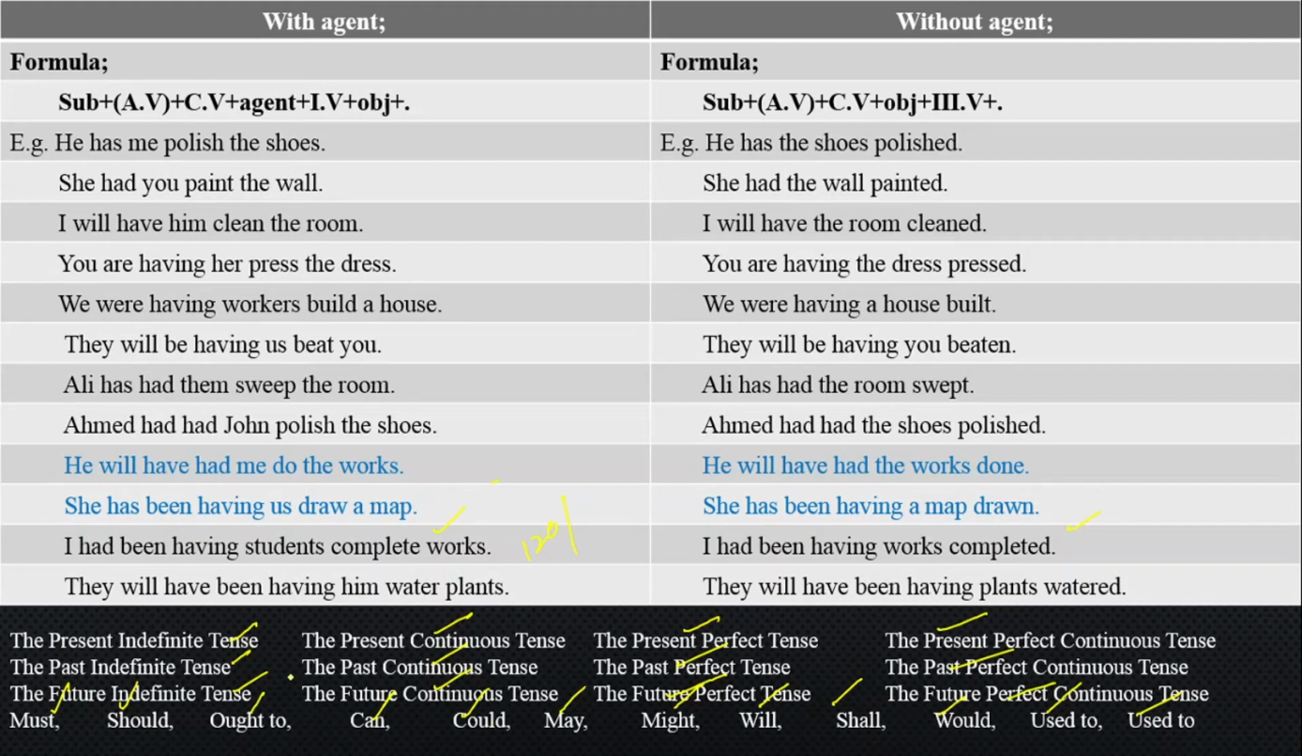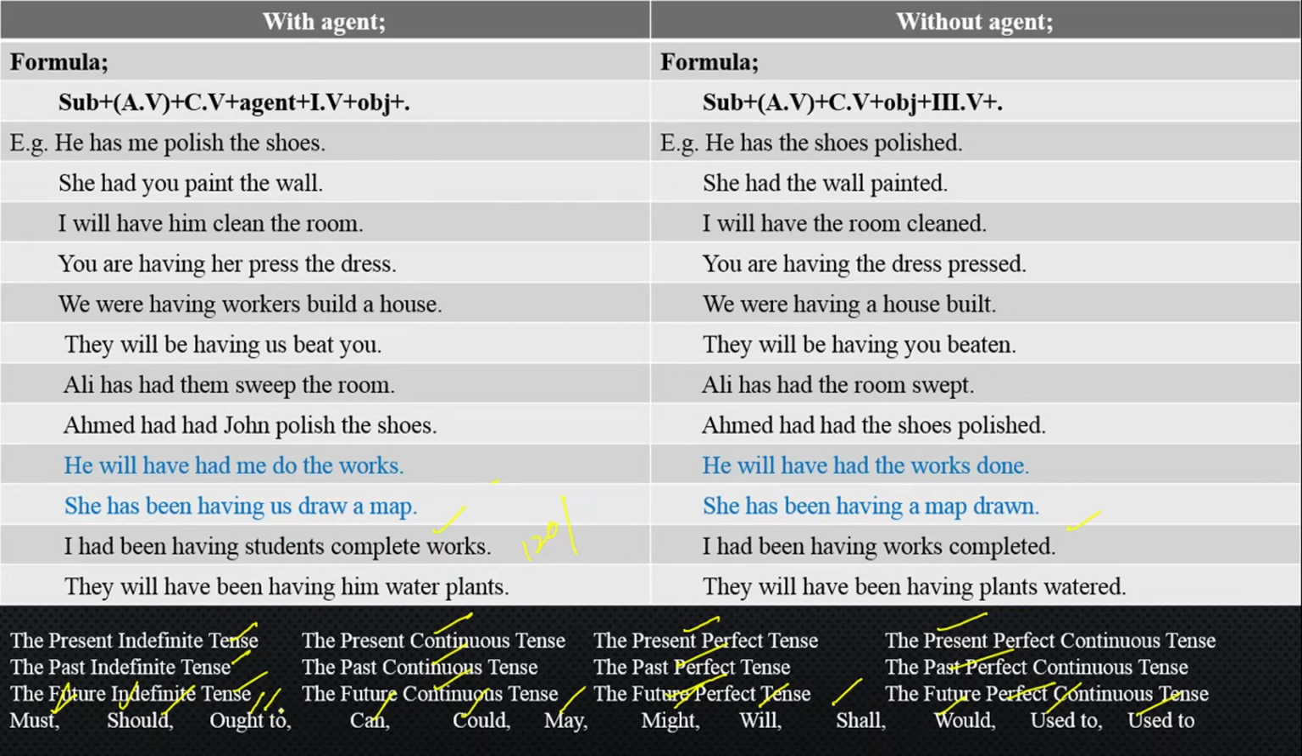I must have works completed. I must not have works completed. Must I have works completed? Must I not have works completed? Mustn't I have works completed? I should have works completed. I should not have works completed. Should I have works completed? Should I not have works completed? Shouldn't I have works completed? I ought to have works completed. I ought not to have works completed. Ought I to have works completed? Ought I not to have works completed? Oughtn't I to have works completed?